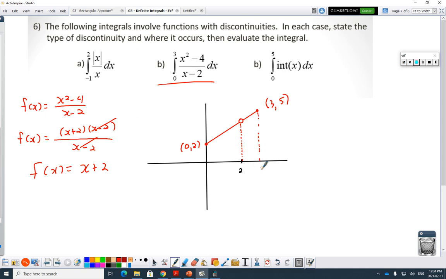Holes don't really affect the area. It's this infinitesimal little stripe missing in the area, which doesn't contribute to the overall area. It's just one little tiny piece in there. All I'm saying is that this whole area is equal to the sum of these two areas. So I don't have to go through all that to find this area.